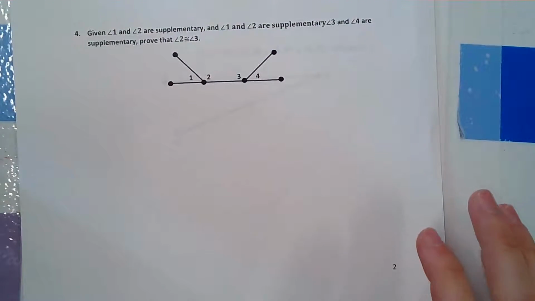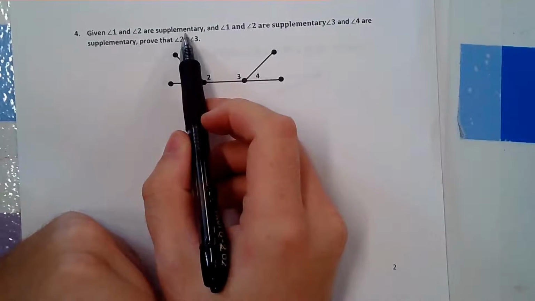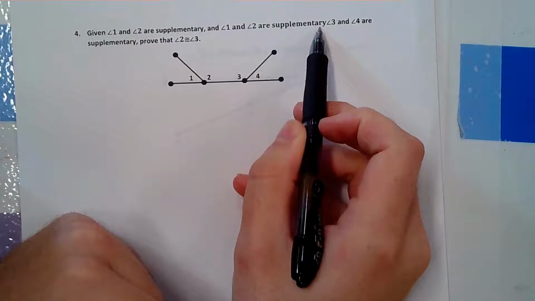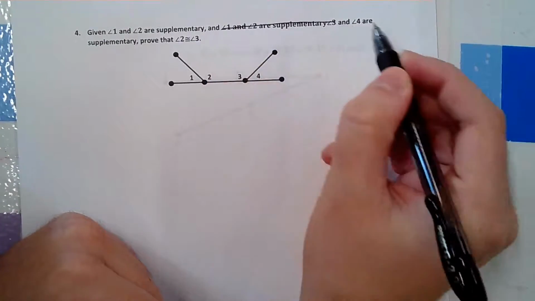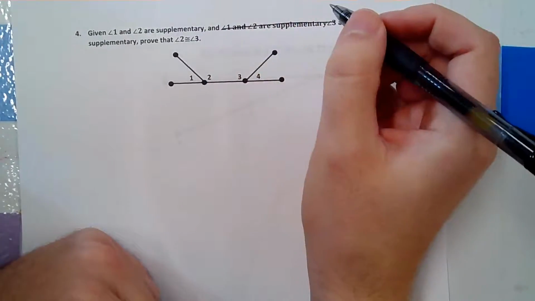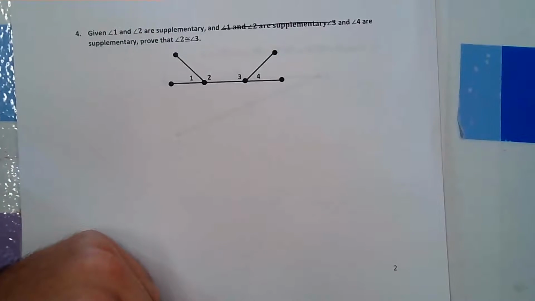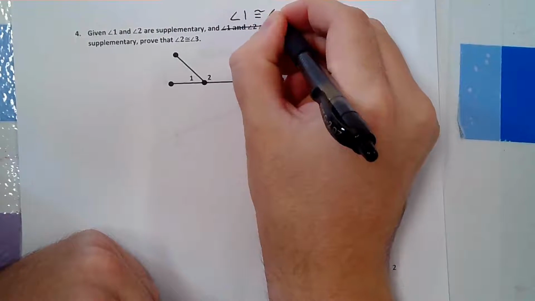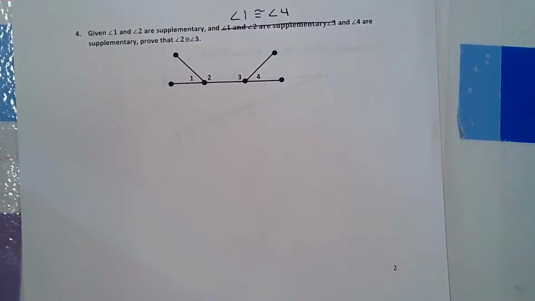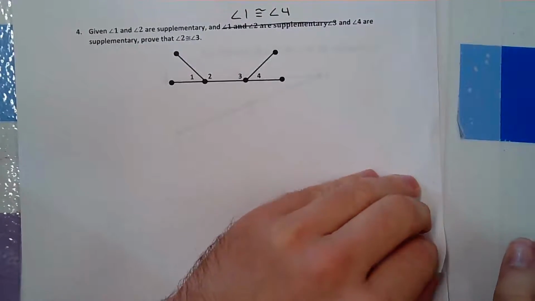Words are hard. Sorry, guys. It says angle 1 and angle 2 are supplementary, and angle 1 and angle 2 are supplementary. Angle 3 and angle 4 are supplementary. So I say this twice. That's not what we're trying to say here. What we were trying to say is that angle 1 and angle 4 are congruent. That's the other bit of information you need. So when you go home and try that tonight for real, you'll need that.